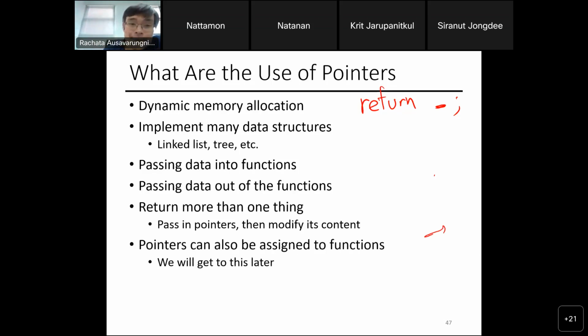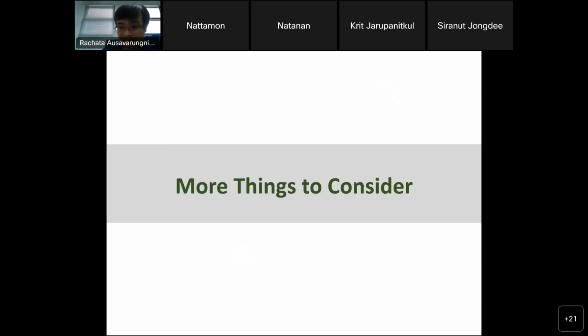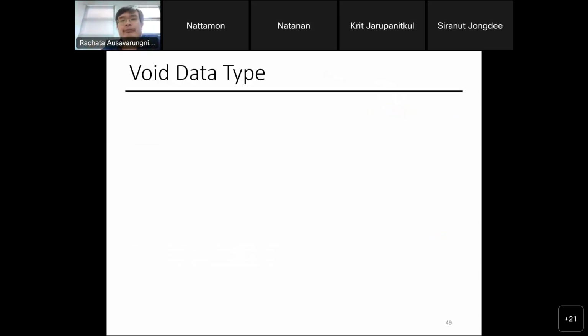You can also use pointers to assign a pointer to the function. We'll get to this in a bit, which is more to consider here. First, sometimes you use a pointer and you have a pointer that you created, but you don't know what the data type should be yet, depending on the program.